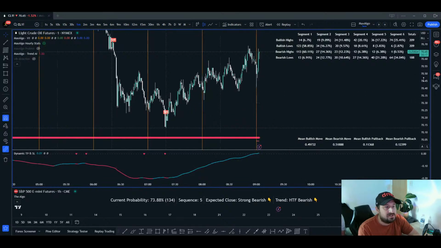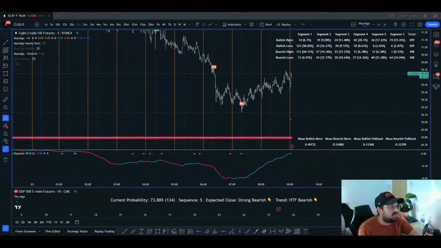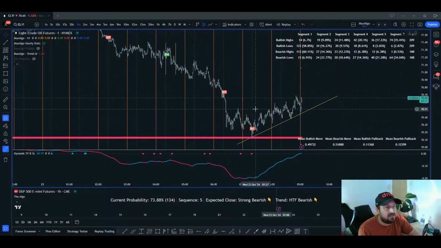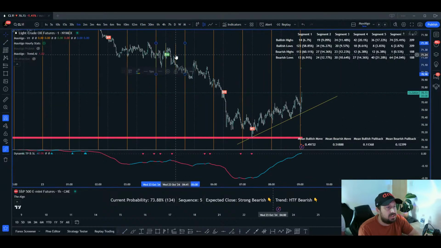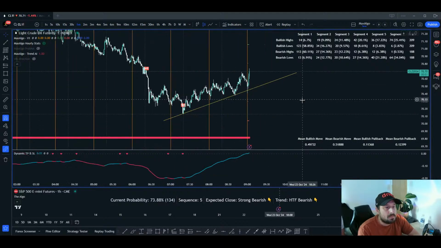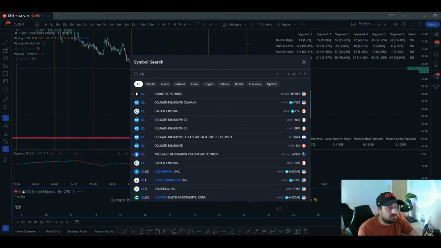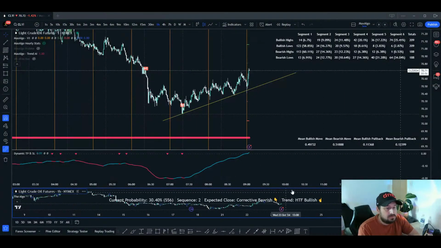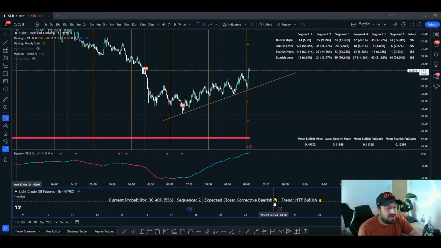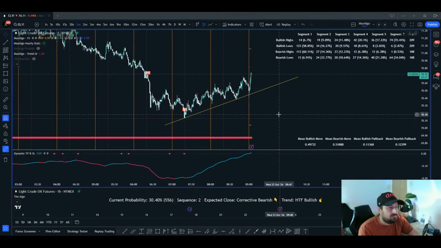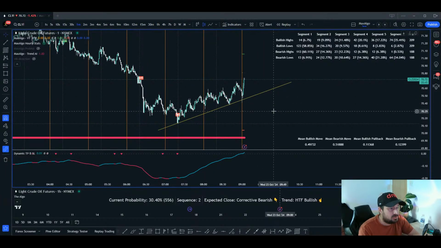Okay, so we are bearish. What does this look like to you? Potentially a nice corrective trade. I've already taken my short here when I was trading this morning. If I change the algo to CL, we can see at the moment we are corrective bearish. So we have a 30% probability of it being bearish. So right now, what is it? Probability is against us, so we're not looking to go short yet.